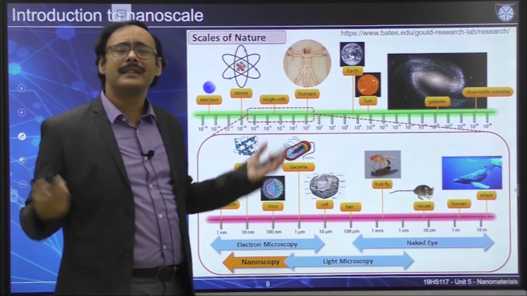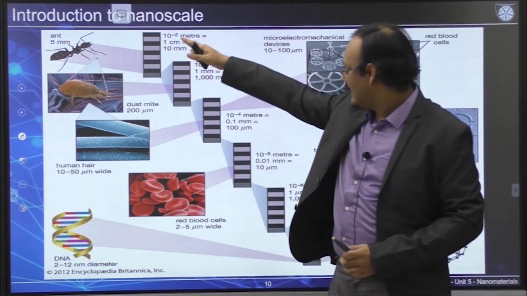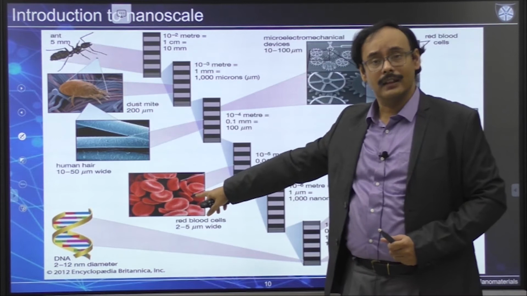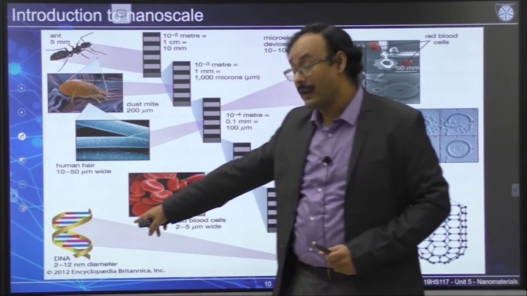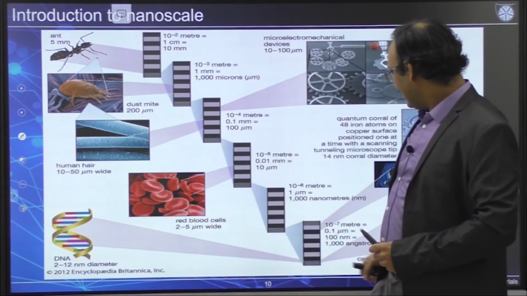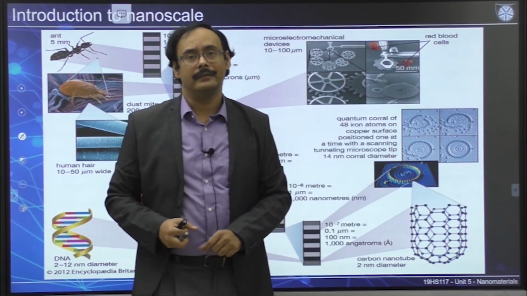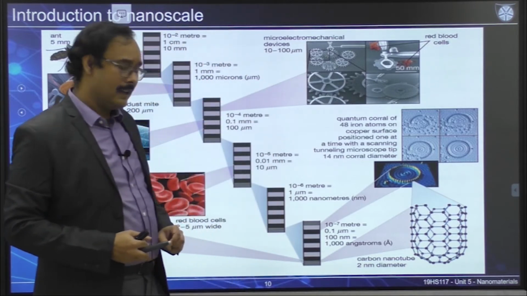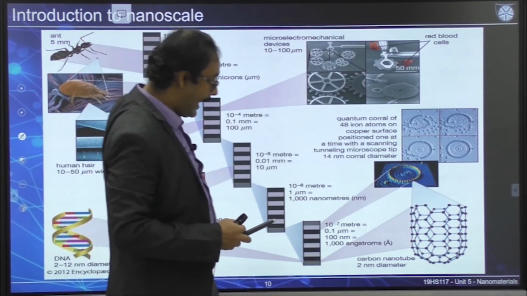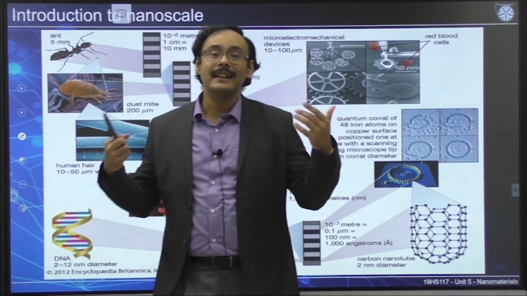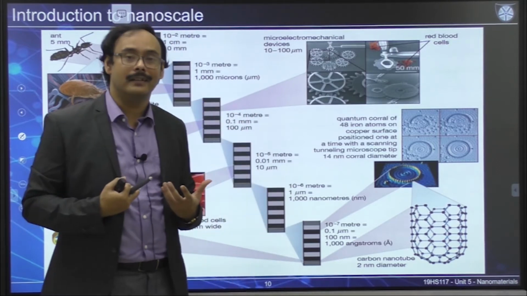So there are other ways of representing this. One of the ways is like this, where again you are looking at this ant and then going down. Your red blood cell is around 2 to 5 micron. Your DNA is around 2 to 12 nanometer. And eventually you come to the bottom where you have this carbon nanotube and other types of things. So these are the ones that we are interested in. Even if you compare this iron versus this, you see the scale difference is too huge for you to comprehend.